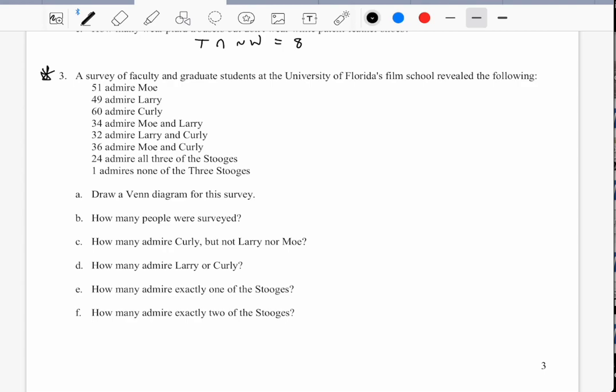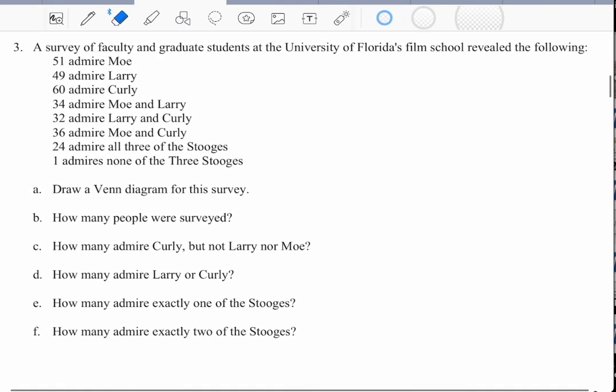Problem is the old Three Stooges question. Get rid of this star. All right, so a survey of faculty and grad students at the University of Florida's film school revealed the following: that 51 of them admired Mo, 49 admire Larry, and 60 admire Curly, 34 admire both Mo and Larry, 32 admire both Larry and Curly, and so on. You could read.